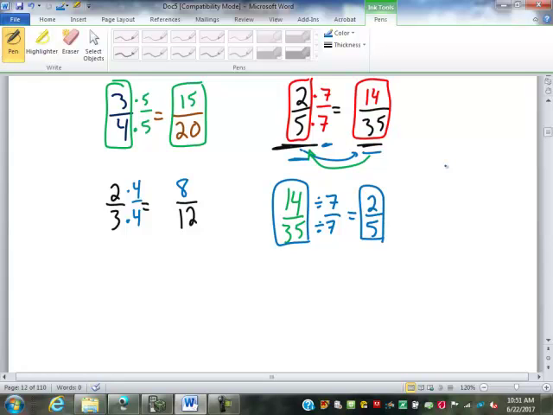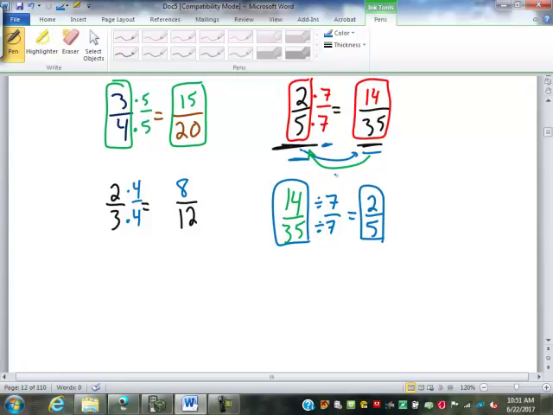Remember, we had said way back at the beginning of class, multiplication and division are the same operation, just one's going forward and the other, division, is going backward. So anything you can do with multiplication, we can do with division. We can multiply both numerator and denominator of a fraction by the same number. We can divide both numerator and denominator by the same number.